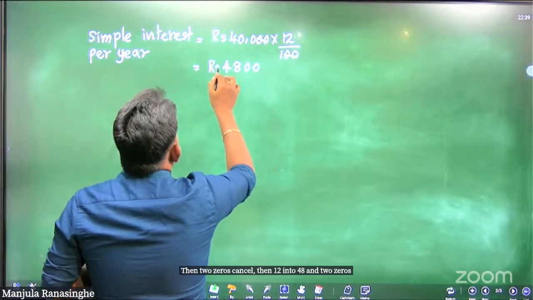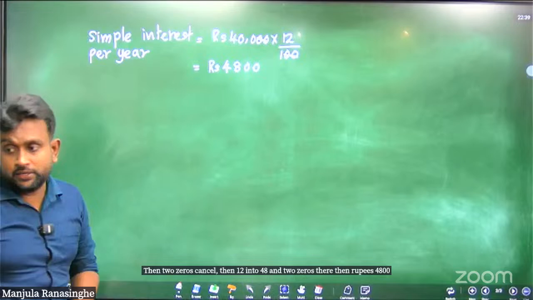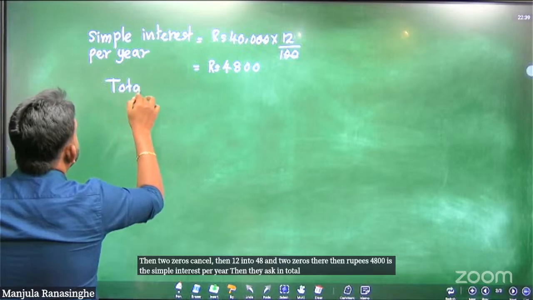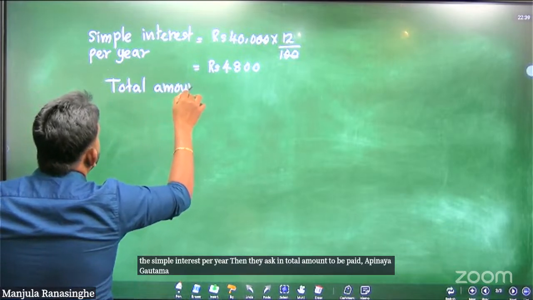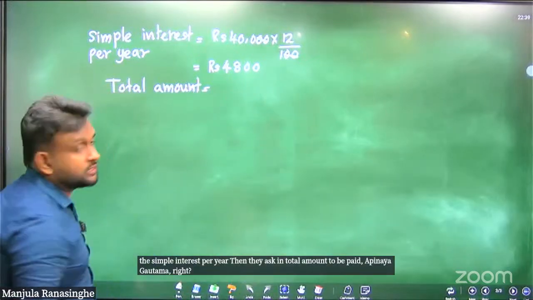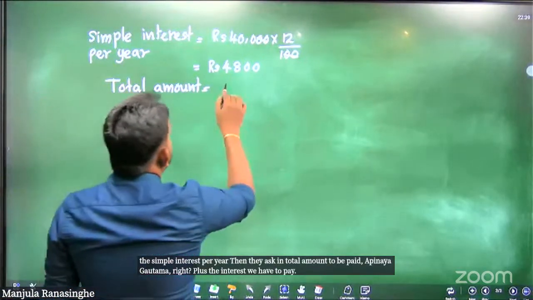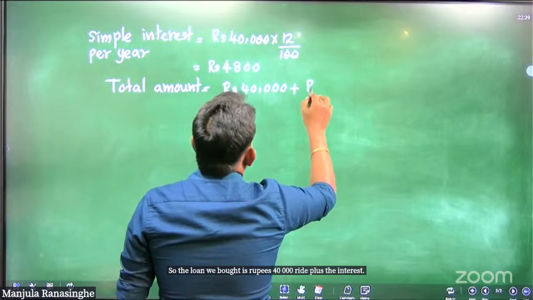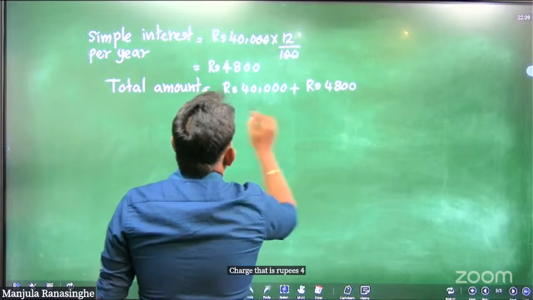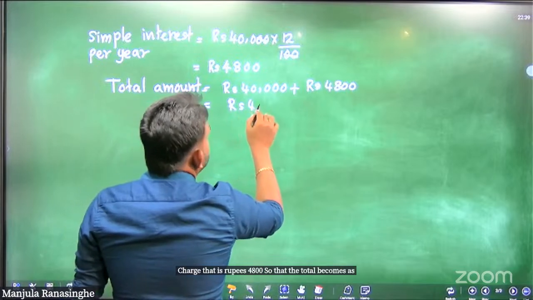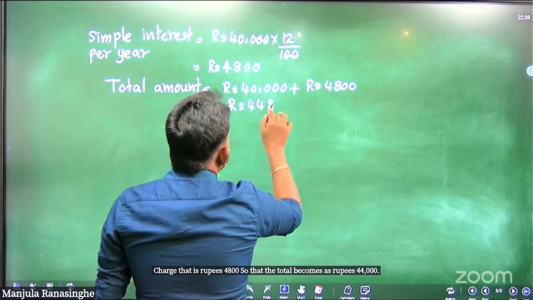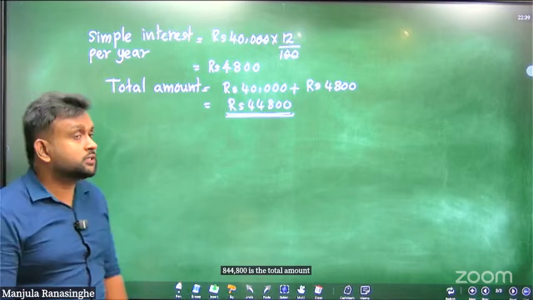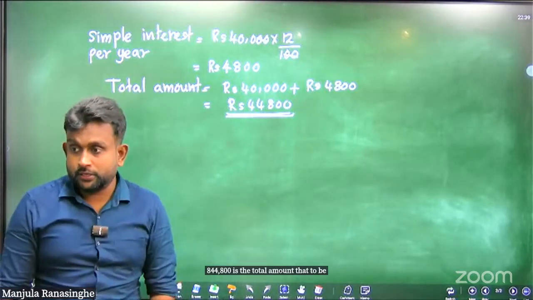Then rupees 4,800 is the simple interest per year. Then they ask in total amount to be paid. When we take a loan, we have to pay the loan plus the interest. So the loan we took is rupees 40,000, plus the interest charge, that is rupees 4,800. So the total becomes rupees 44,800. 44,800 is the total amount to be paid. Okay, right.